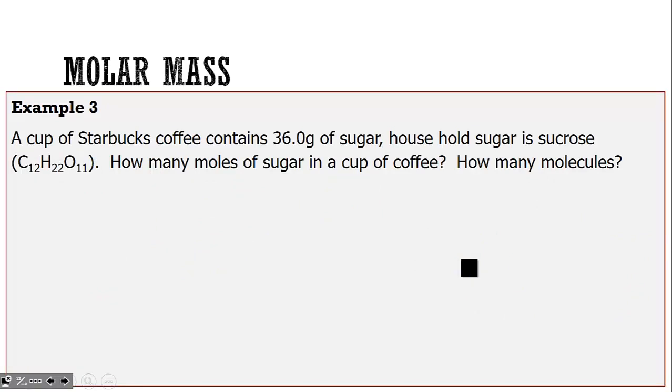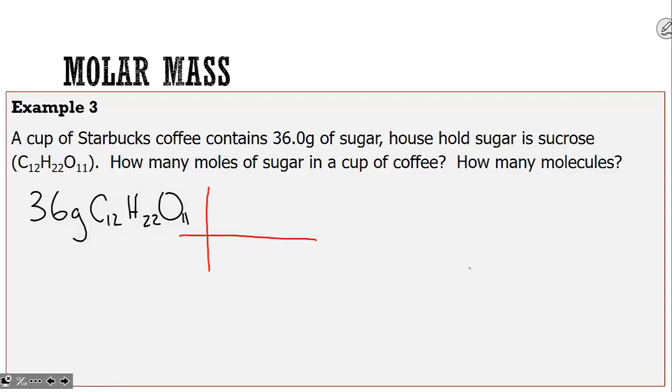A cup of Starbucks coffee contains 36 grams of sugar, which is sucrose. How many moles of sugar are in the cup of coffee? And how many molecules would that be? Well, we have 36 grams of sucrose. In order to figure out how many moles that is, we'll convert from grams to moles using the molar mass of sucrose. Because for some number of grams, we have 1 mole.